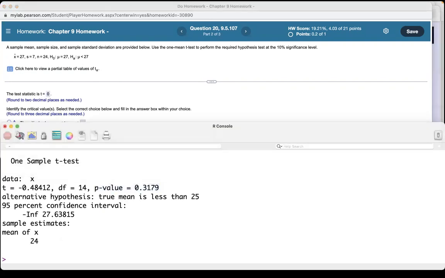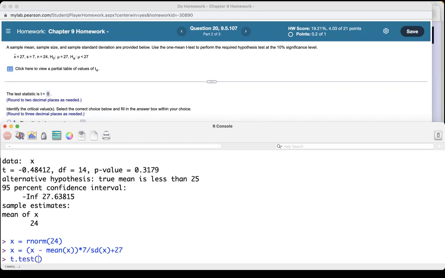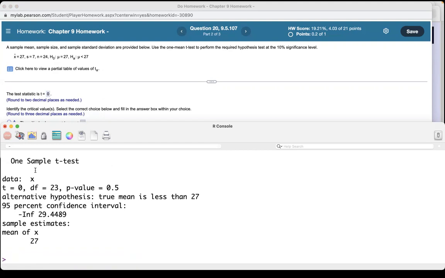But just for more practice, if I wanted to come up with a data set, here I have 24 numbers, but I want to come up with a data set with a sample mean of 27 and a sample standard deviation of 7. What I would do is redefine x to be x minus its mean, times 7 divided by the standard deviation that we have, plus 27. And then we could run the t.test function with x. Our mean is 27, and this is a left-tailed test, so our alternative would be less. And then this is going to run everything that we want.